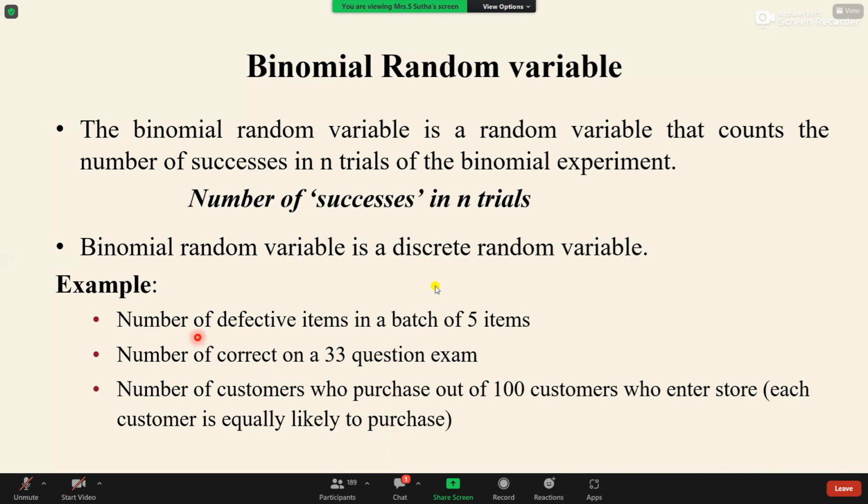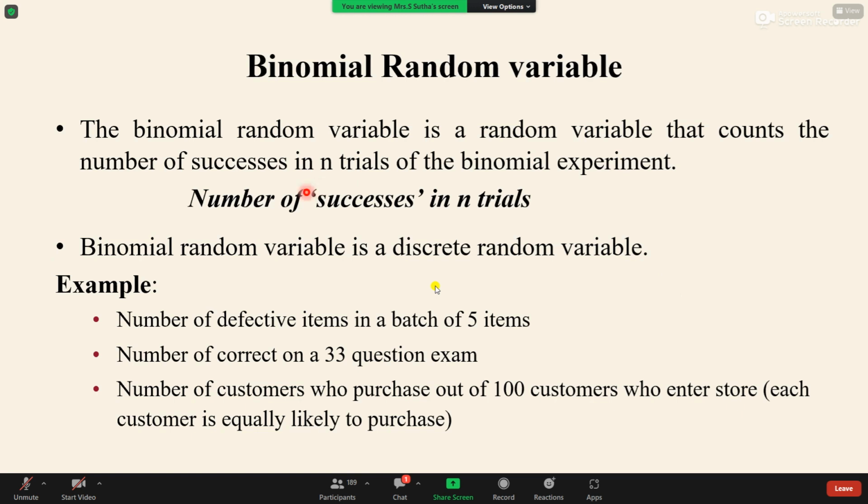And here you look at the binomial random variables, starting with the number of. Right? So the binomial random variable is a discrete random variable, because the values for the random variable are obtained by counting. So it is a discrete random variable.